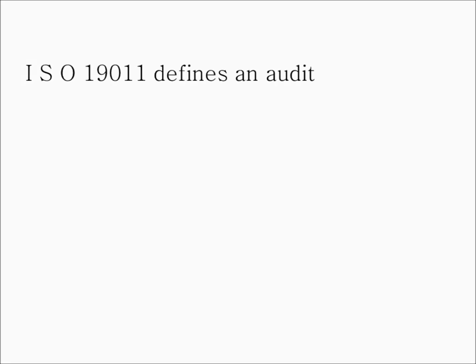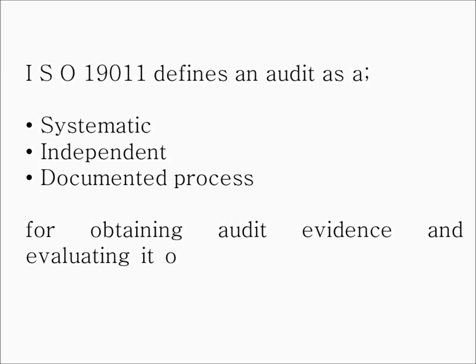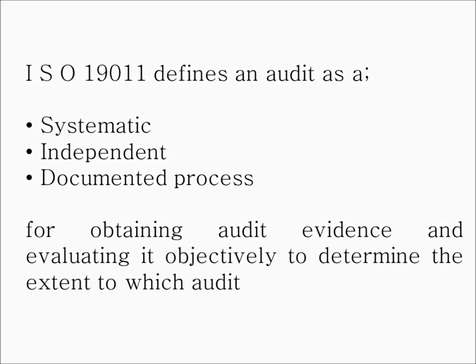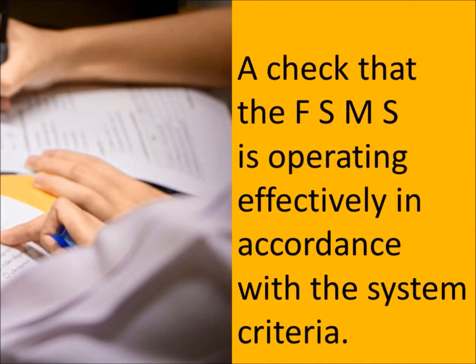ISO 19011 defines an audit as a systematic, independent and documented process for obtaining audit evidence and evaluating it objectively to determine the extent to which audit criteria are fulfilled. In other words, a check that the FSMS is operating effectively in accordance with the system criteria.